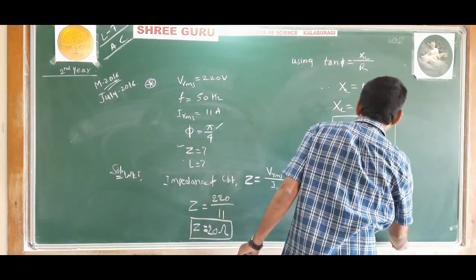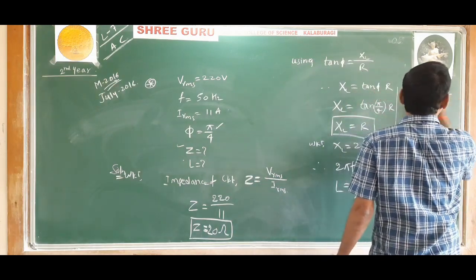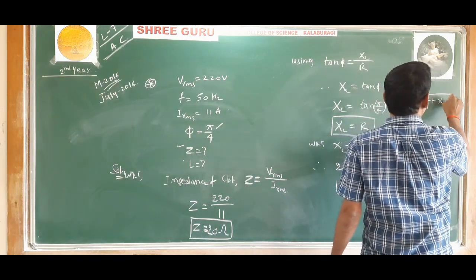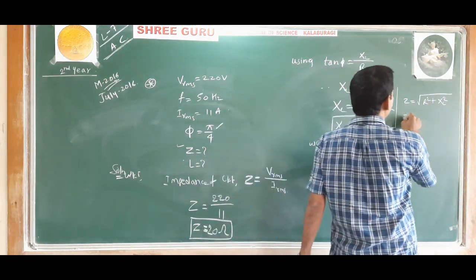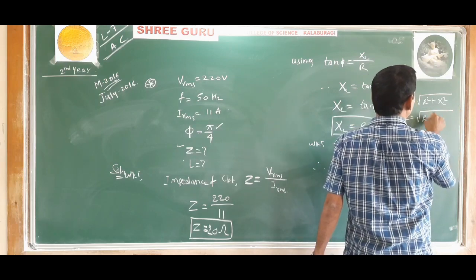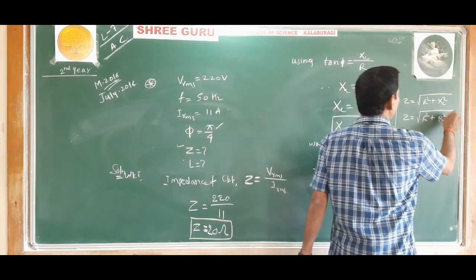So therefore you use once again this formula, Z is equal to under root of R square plus XL square. Z is equal to under root of R square plus XL square. XL is same as R, so R square.